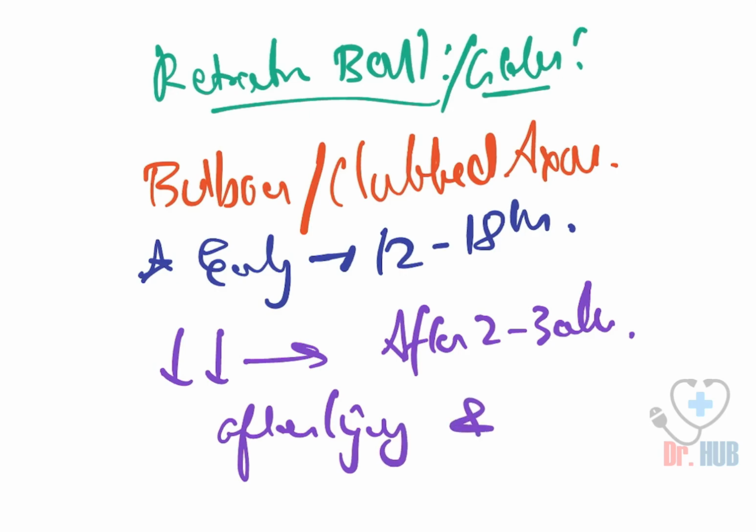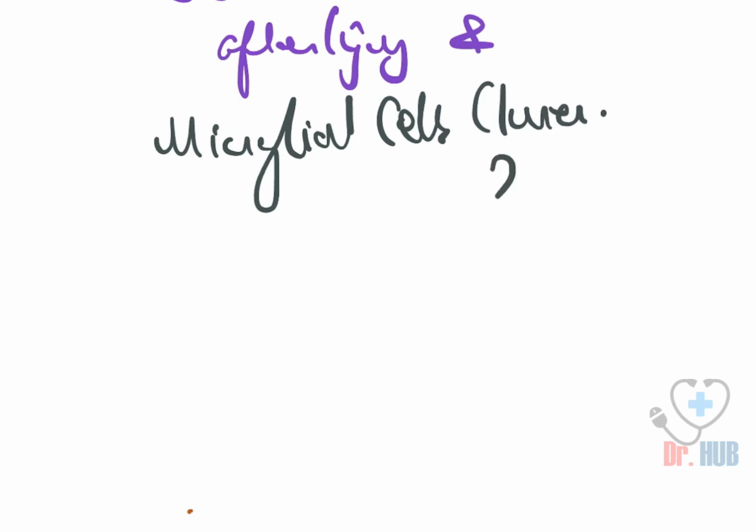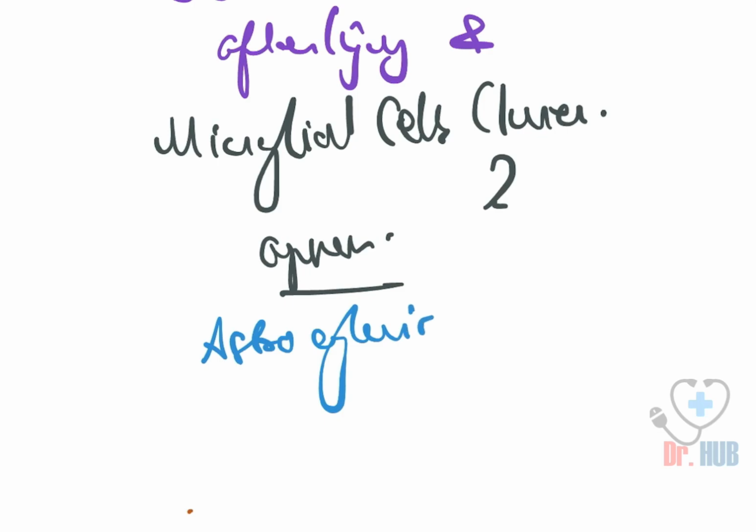Another thing to note is that a cluster of microglial cells appear, and this is followed by astrocytosis as well as demyelination.